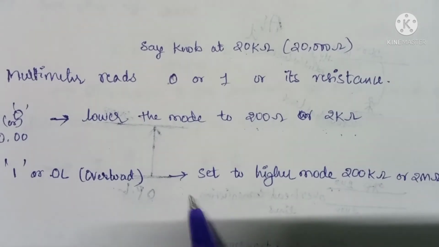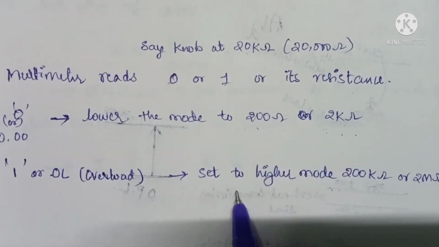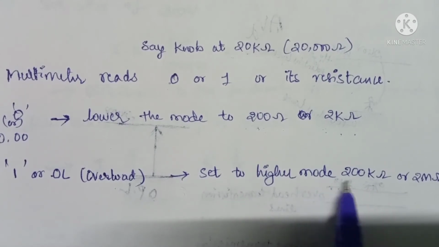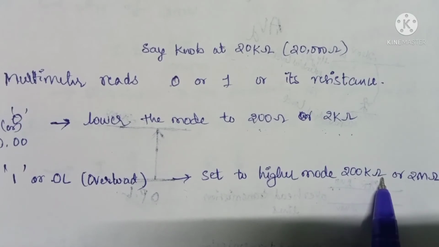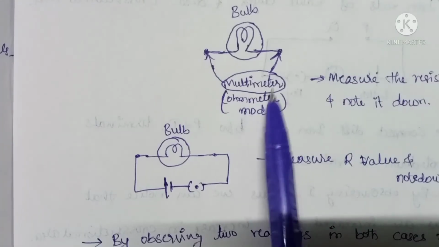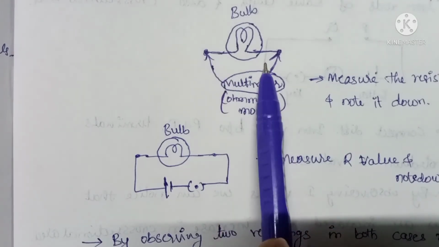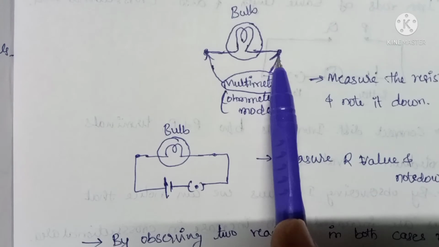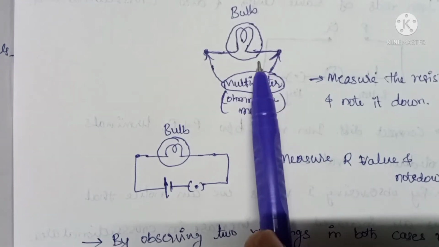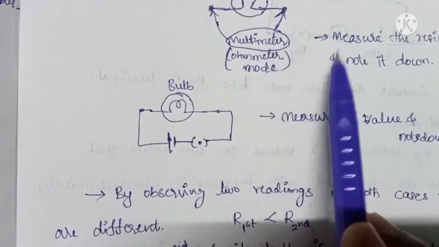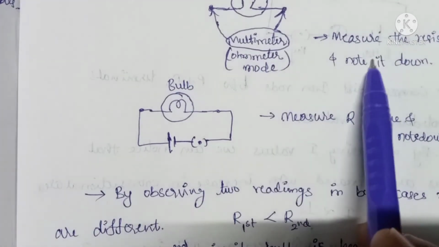Then set the knob to a higher mode, either 200 kilo ohm or 2 mega ohm. Okay, so in this case we measure the bulb resistance when that bulb is in open position, that means that it is not connected in a circuit. So note down that measured resistance.